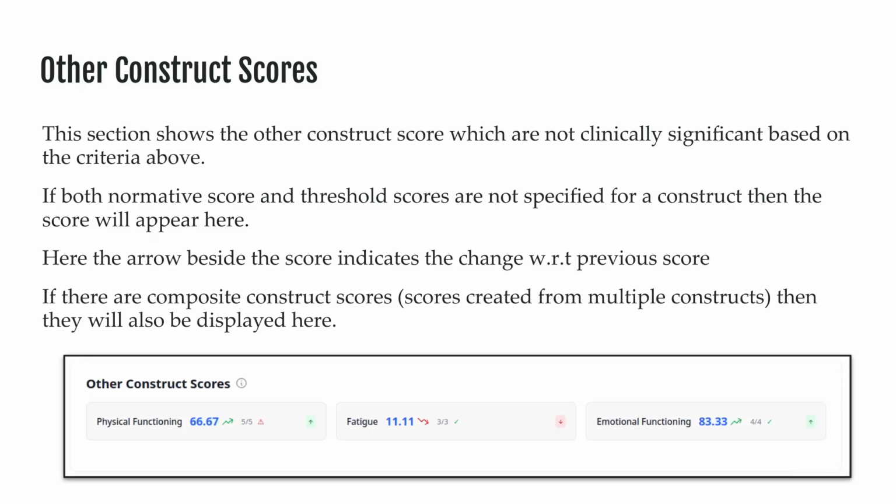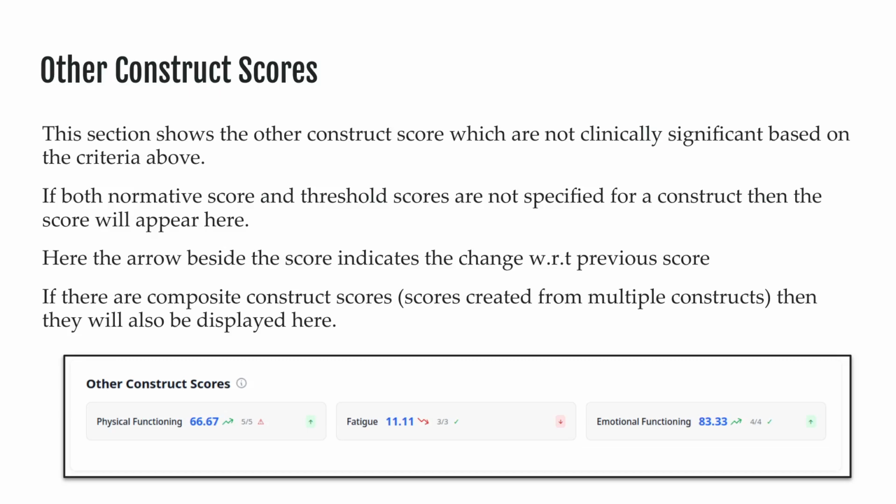There is a section called other construct scores, which displays the other constructs which are not clinically significant. Whichever is clinically significant is displayed in the top line results. Here also, if a normative score and threshold score is not defined, construct scores will appear in this section.